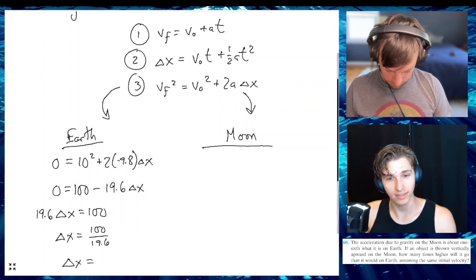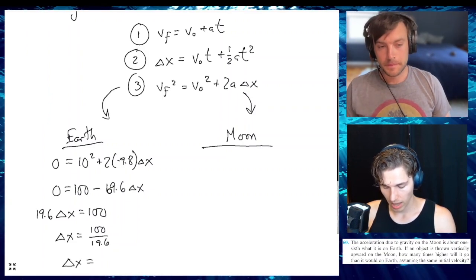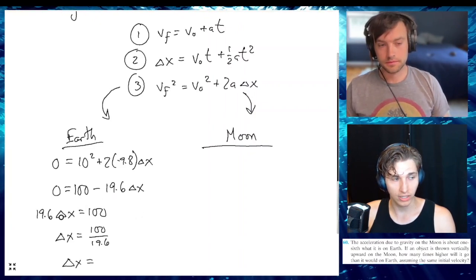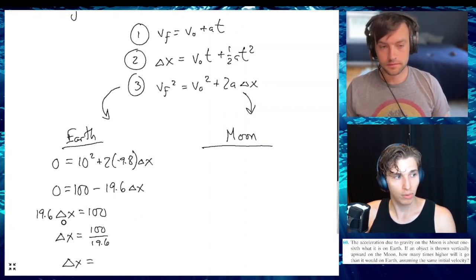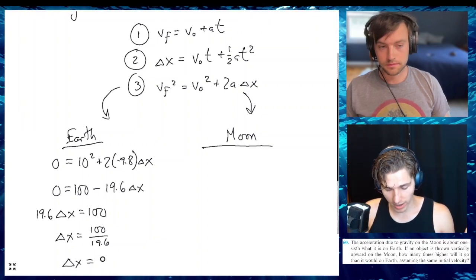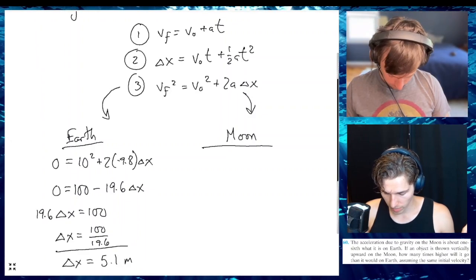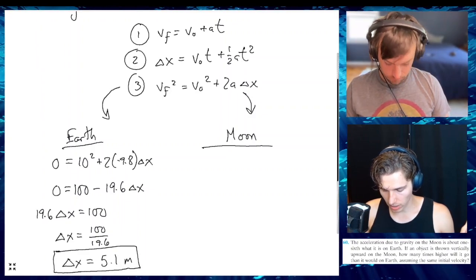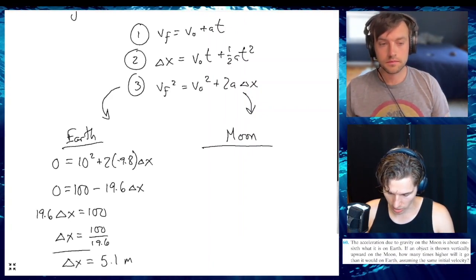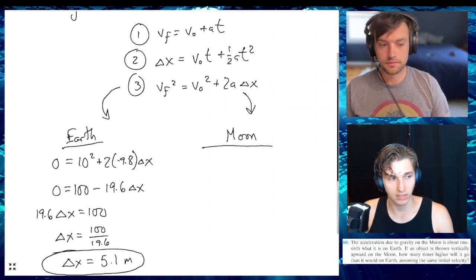Right, exactly. So we do 10 squared and 2 times negative 9.8. Then I move the 19.6 delta X to the other side by addition. Divide both sides by 19.6. And your final answer is very close. I get 5.1 meters. This is how high it'll go on Earth. I'm going to put a circle around it because it's not my final answer. I like to box my final answers.